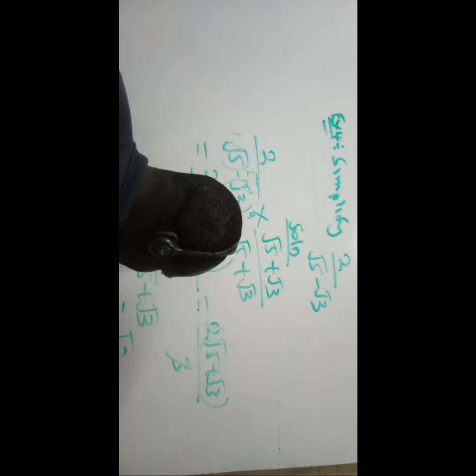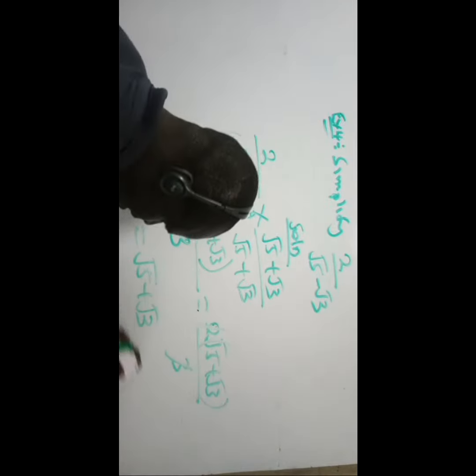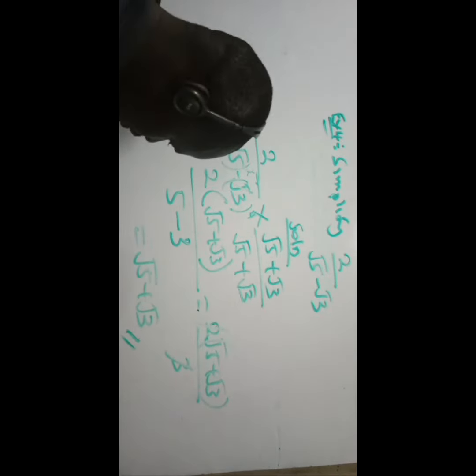Look, these are not similar surds. So you cannot add them and say this is square root of 8. No, this is wrong. You cannot add this. You can only add or subtract similar surds as we have discussed. So this is the final answer. Just leave it like that. You cannot add square root of 5 plus square root of 3. You cannot do that. This is how you are supposed to leave the answer.